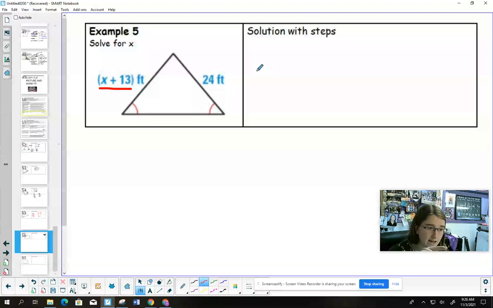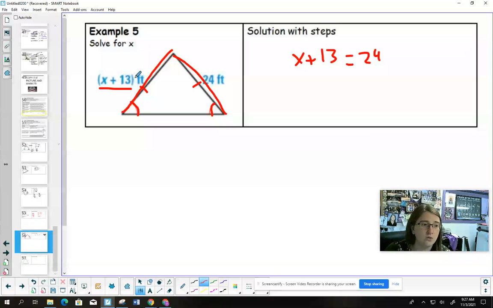So thinking again, what we need to know in order to set up our equation. Notice here, this is very important. I've got two congruent angles. That means two sides are congruent. What are the two sides that are going to be congruent because of those angles? Well, it's going to be these two. Again, the ones that touch, right, come up off those angles. These are congruent. So because they're congruent, what can we do for our equation? We can set them equal to each other.